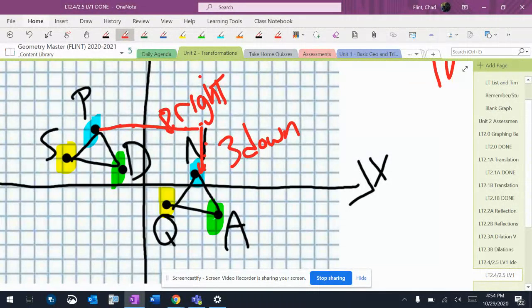Let's make sure the other ones do that same thing. So yellow is going to be 1, 2, 3, 4, 5, 6, 7, 8. 1, 2, 3. And how about the green one? 1, 2, 3, 4, 5, 6, 7. 1, 2, 3. Okay, so these points that are drawn terribly.